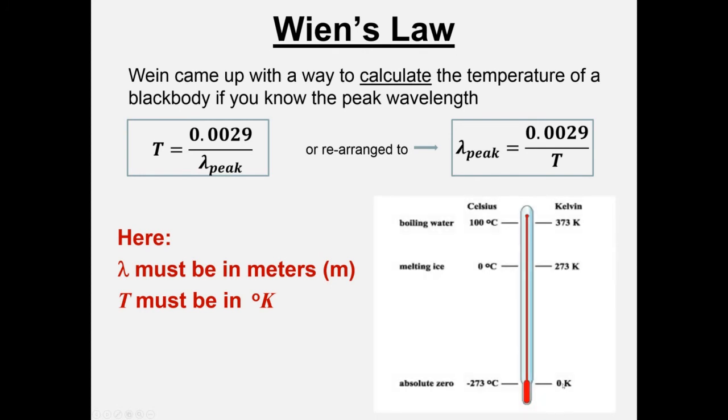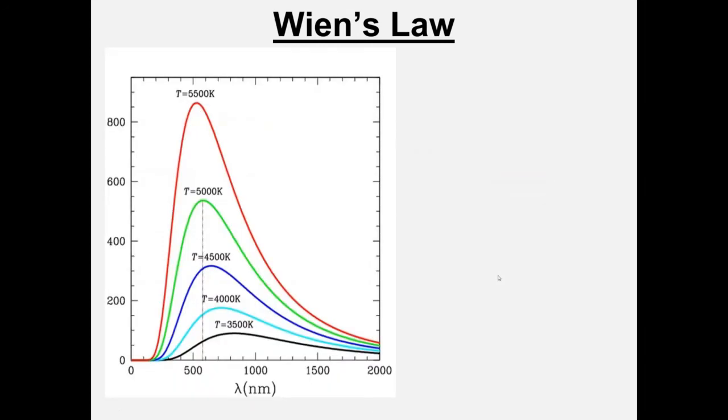Kelvin, again, goes from 0 to 373, where Celsius goes from -273 to 100. So we know what Kelvin is. We can do it. We know everything we need to. Wien's law is actually very simple.